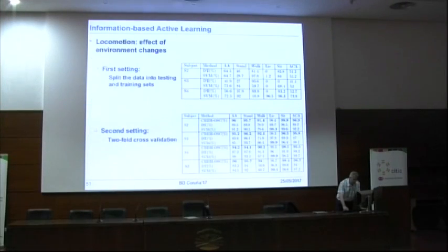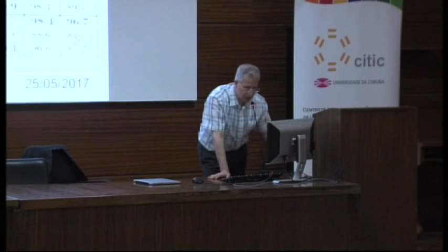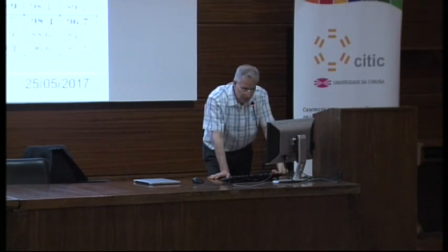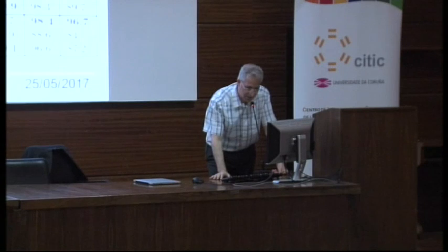So here we did, well, two experiments, mainly two sets of experiments, but I would focus actually on the second one. So as you can see, we have actually a number of subjects, basically 4 subjects, people actually doing activities, and we tried actually to learn a model for each of these subjects. And we have a number of activities: standing, walking, lying, sitting, and so on and so forth.